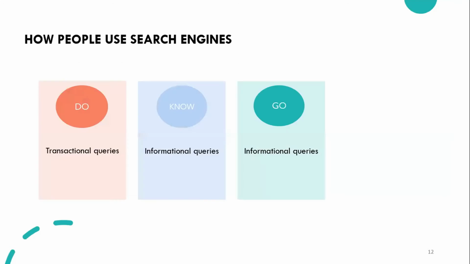All right. Now, how people use search engines. This is very interesting because we're looking at keywords here. Generally speaking, all searches that people make on a search engine can be classified as one of the following three types: do, know, or go. Do are transactional queries. So I want to do something, such as buy a plane ticket or listen to a song.